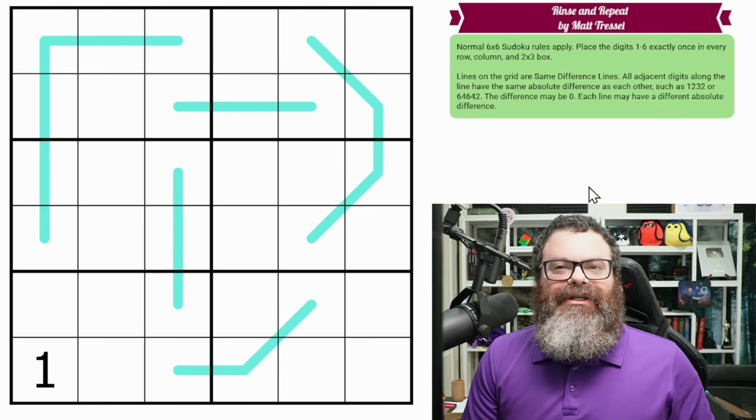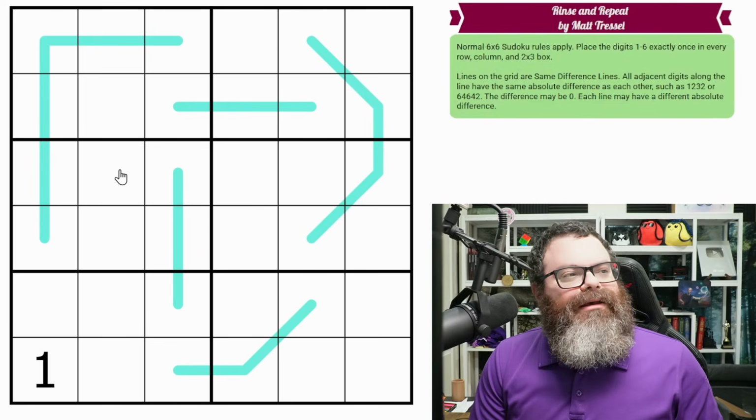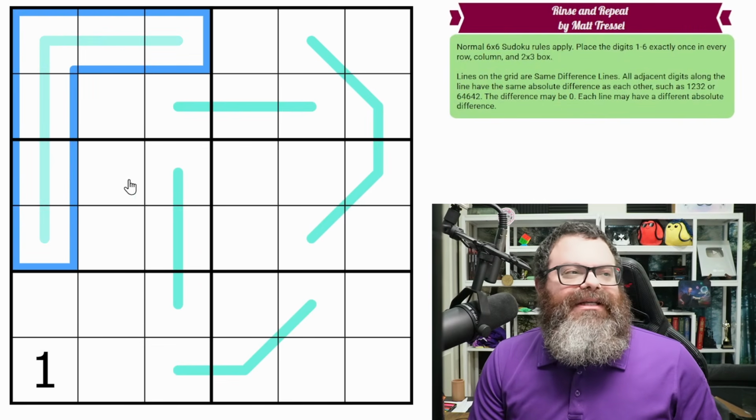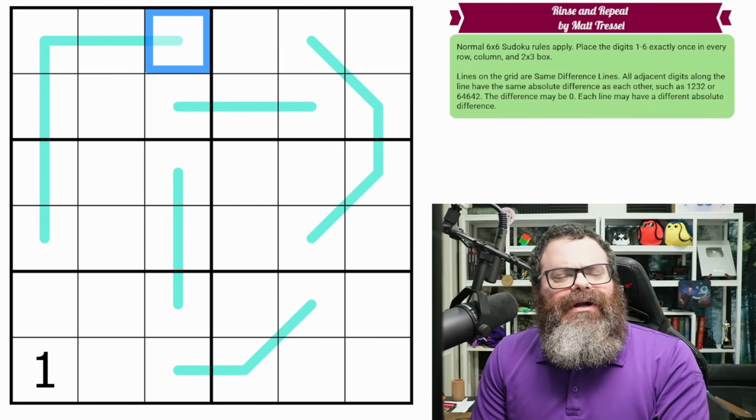There's a link in the description if you'd like to try the puzzle yourself. And I'm going to get started right now. Okay, my eye is immediately drawn to this line in box 1 here. What can the difference be?